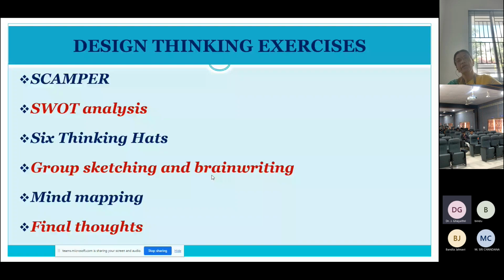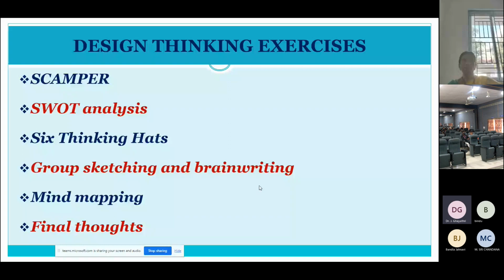Okay, we are talking about design thinking, and we have to do all this thinking. But not everybody can come up with a new idea for a problem. So how do we improve design thinking? For that, we have some techniques like SCAMPER, SWOT analysis, six thinking hats, group sketching, brain writing, and mind mapping. These are the exercises we have.